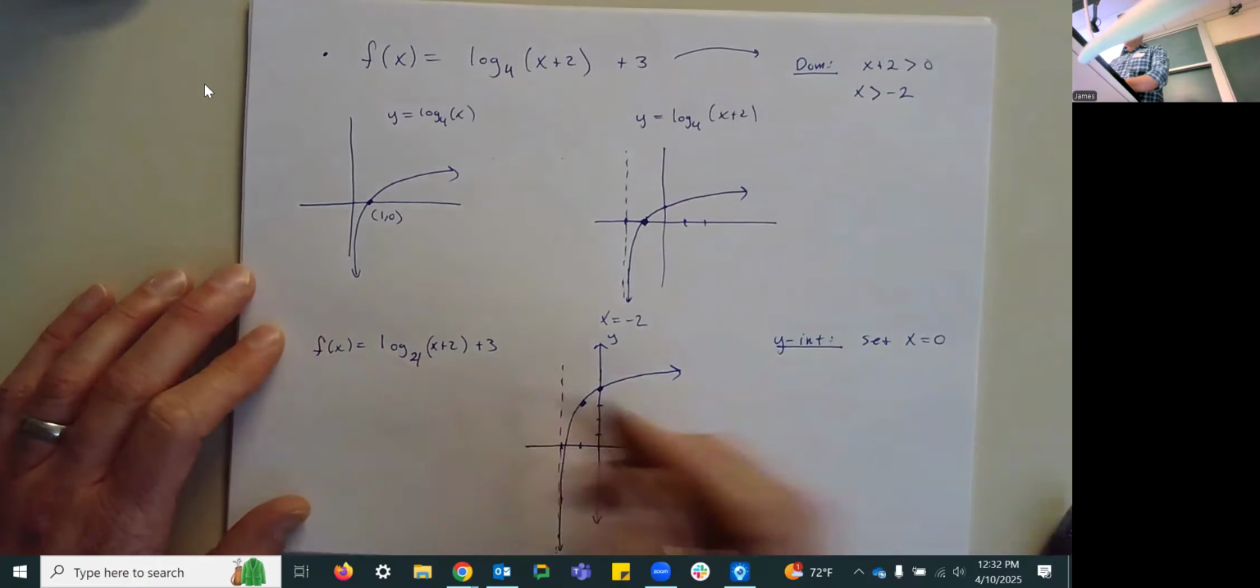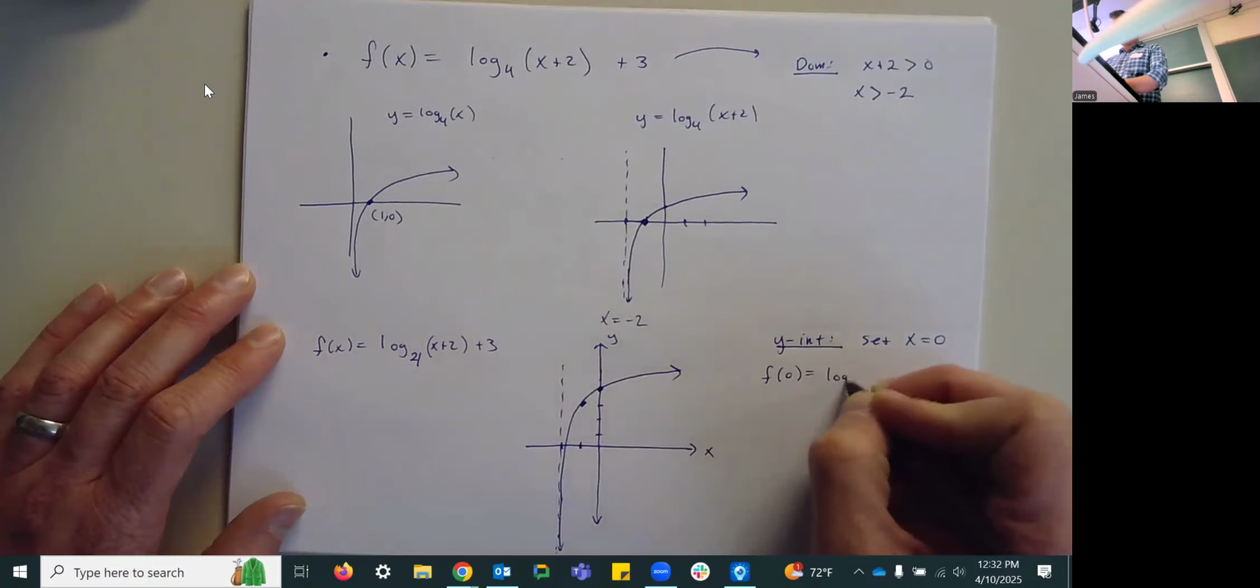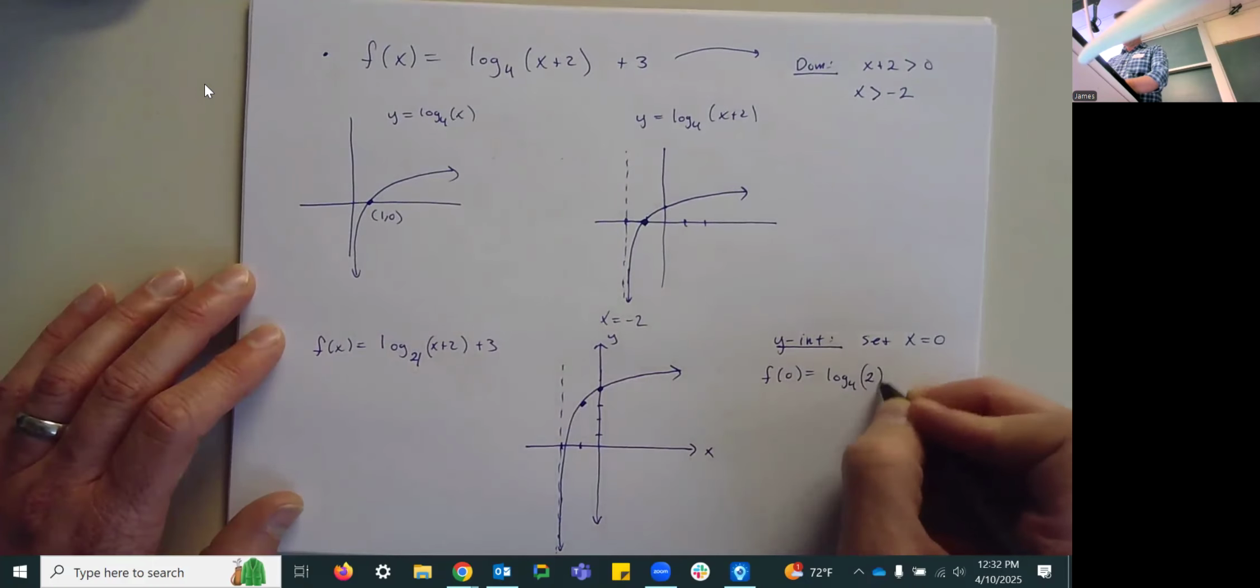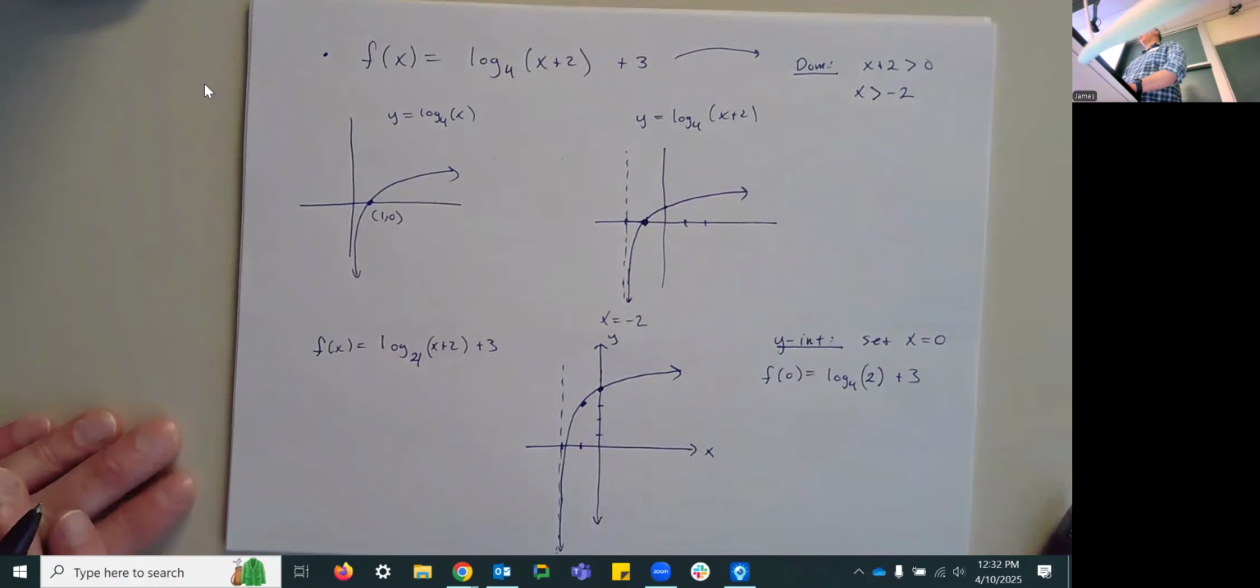So then if I set x equal to 0, my y value is going to be f of 0, which is log base 4 of 0 plus 2, plus 3. Oh, this one's always weird. Okay, what's log base 4 of 2?